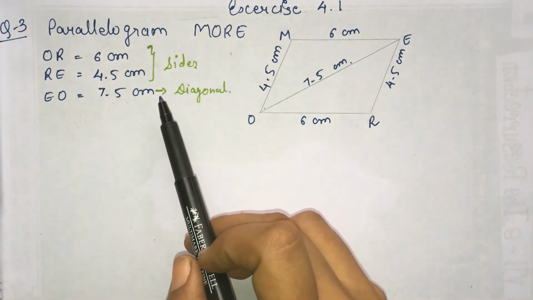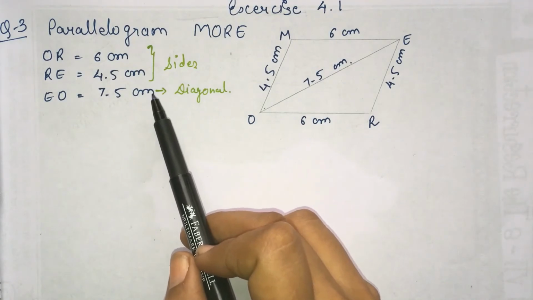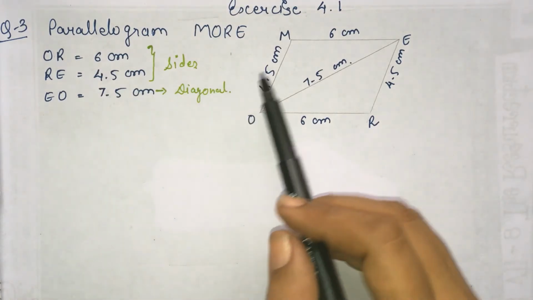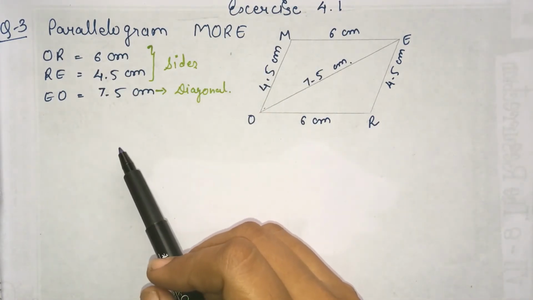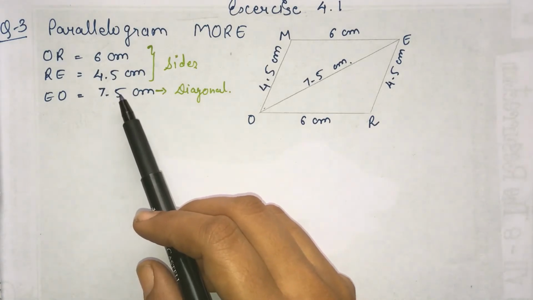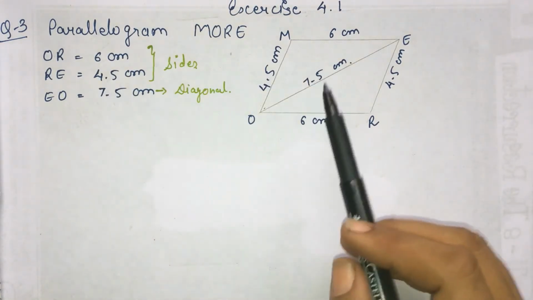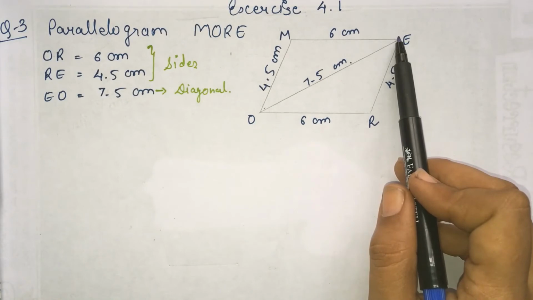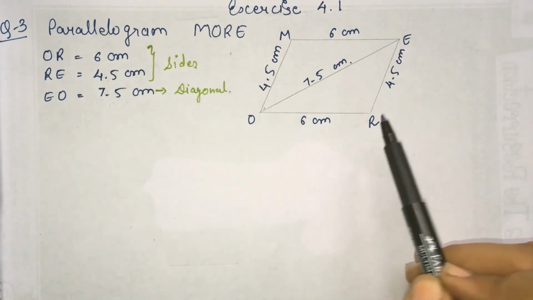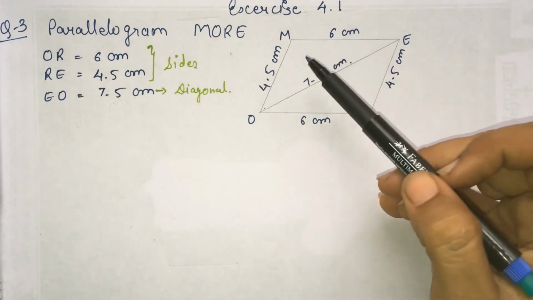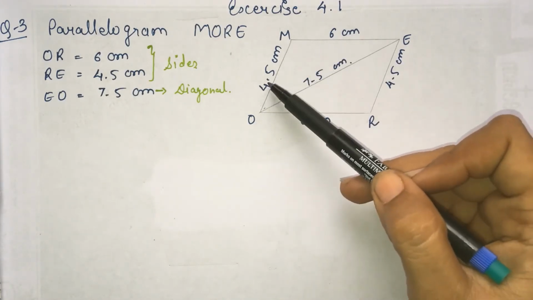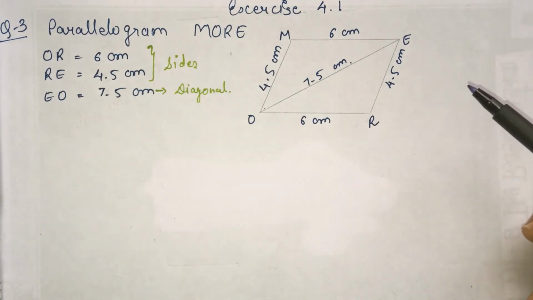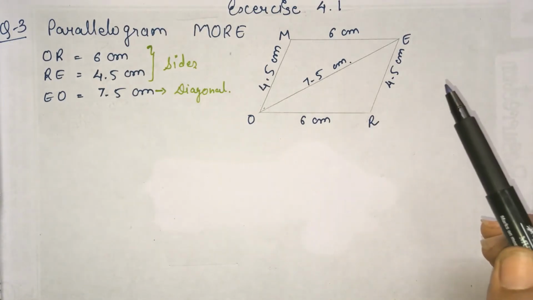But in order to draw a parallelogram we need more measurements, but you know the property of the parallelogram is the measurement of opposite sides are equal. So in all, indirectly we are given 5 measurements. So here is the rough diagram where ME is also 6 centimeter because OR is 6 centimeter, and MO is also 4.5 centimeter because RE is also 4.5 centimeter, and this diagonal OE we are already given, that is 7.5 centimeter.